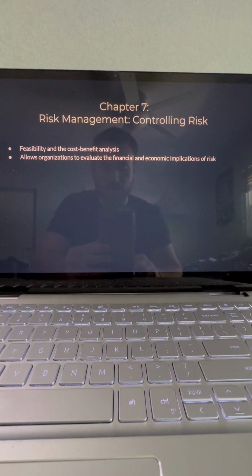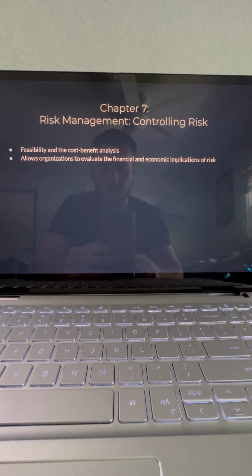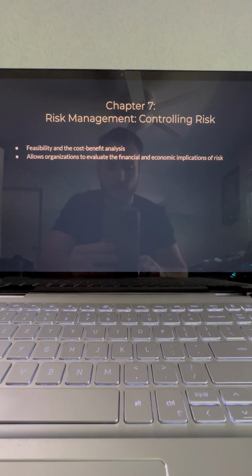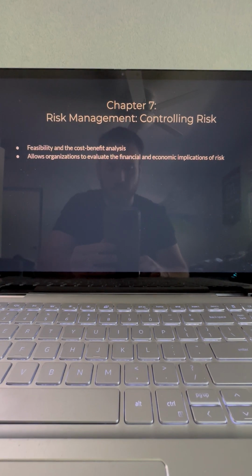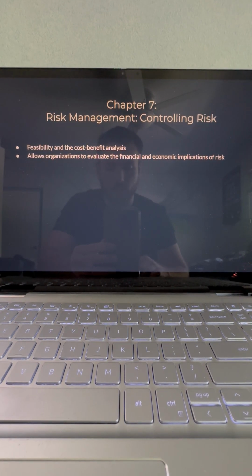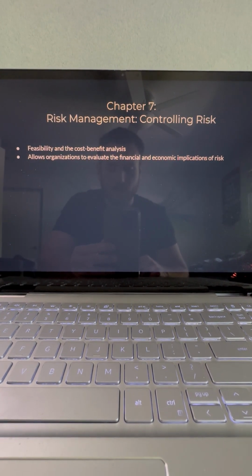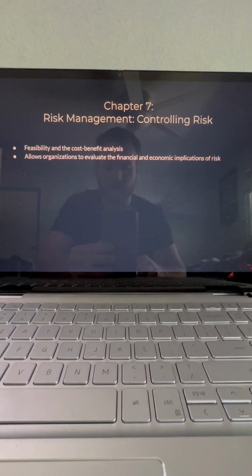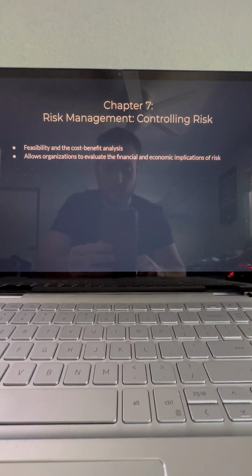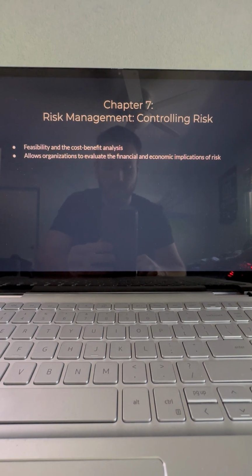So calculating single loss expectancy and annualized loss expectancy allows organizations to perform cost-benefit analysis by comparing the potential loss from security incidents against the cost of implementing protective measures. Organizations can make decisions that strike a balance between risk reduction and cost efficiency, and this analysis helps identify cost-effective security measures and ensures the investments align with the value of the asset at risk.